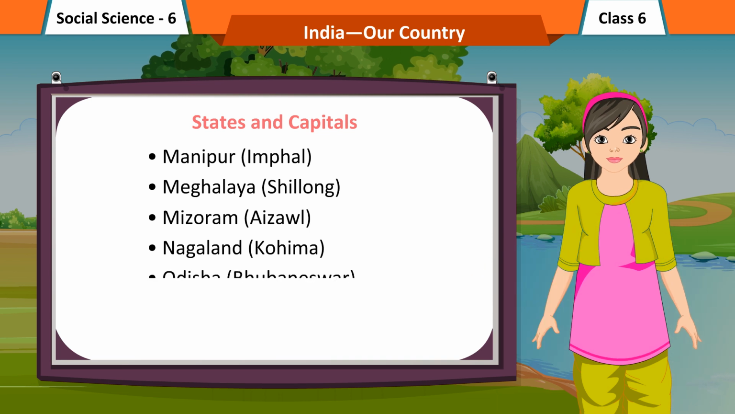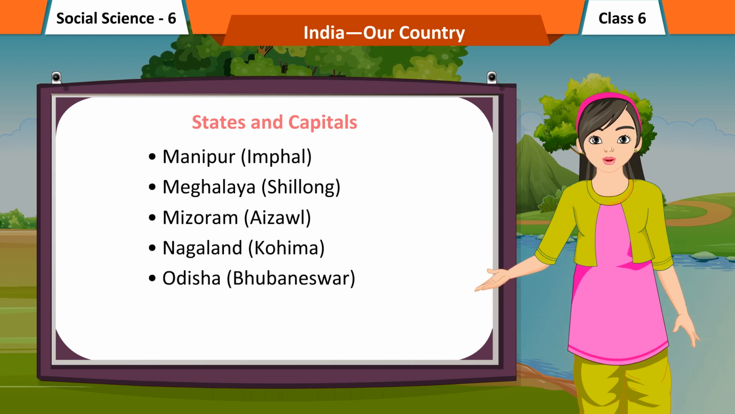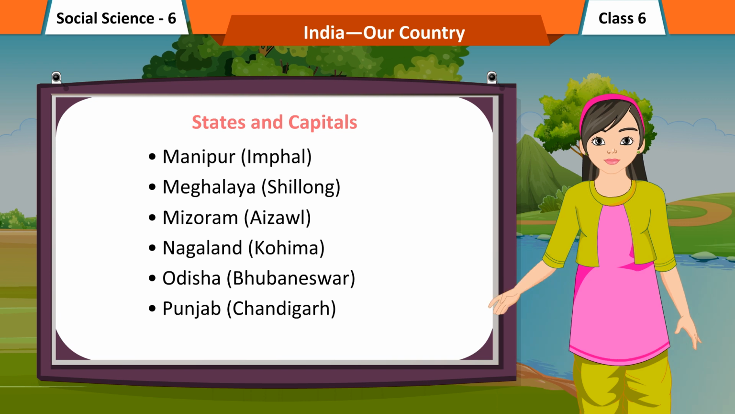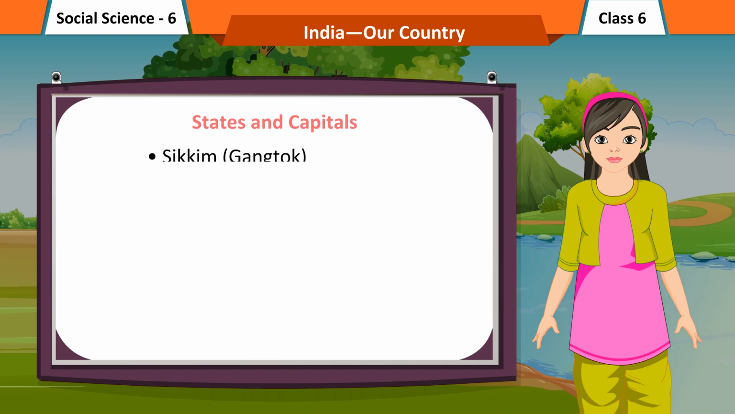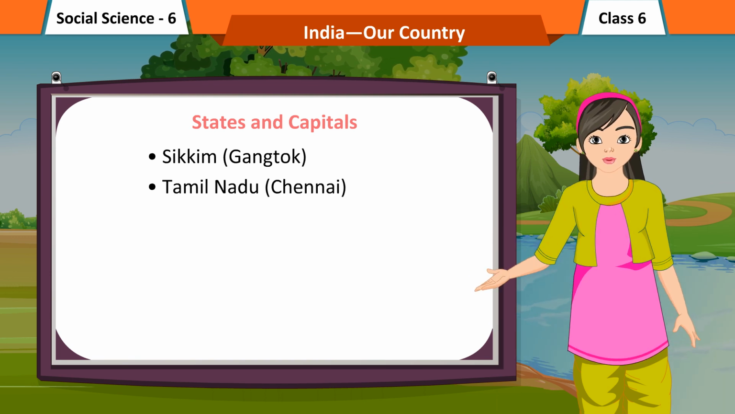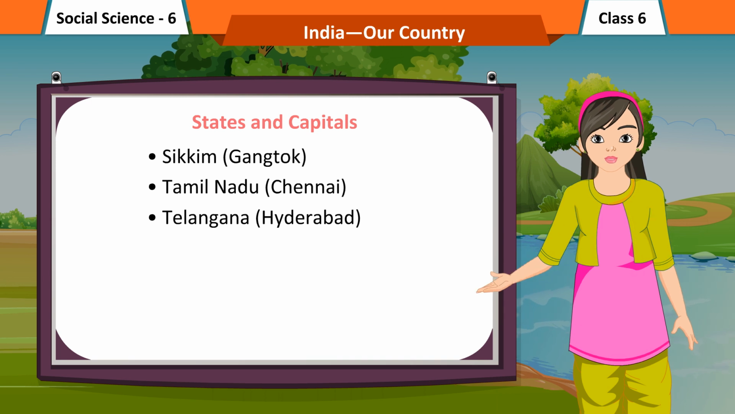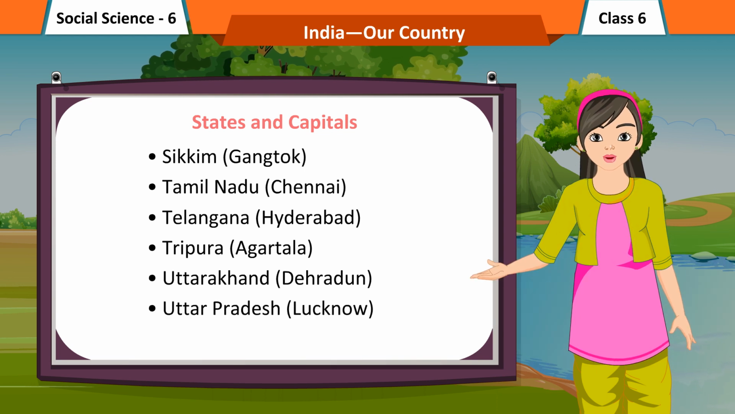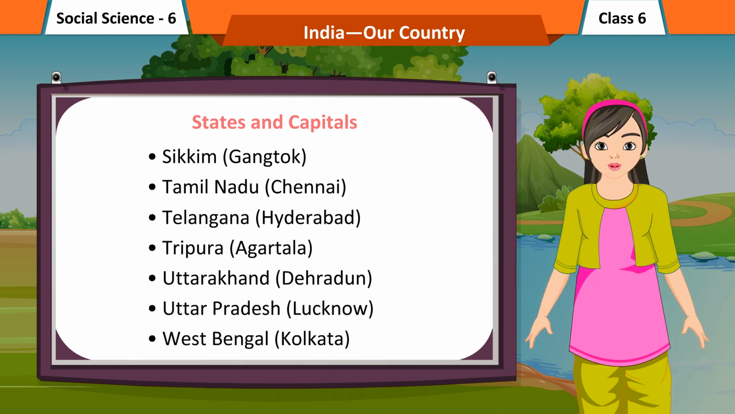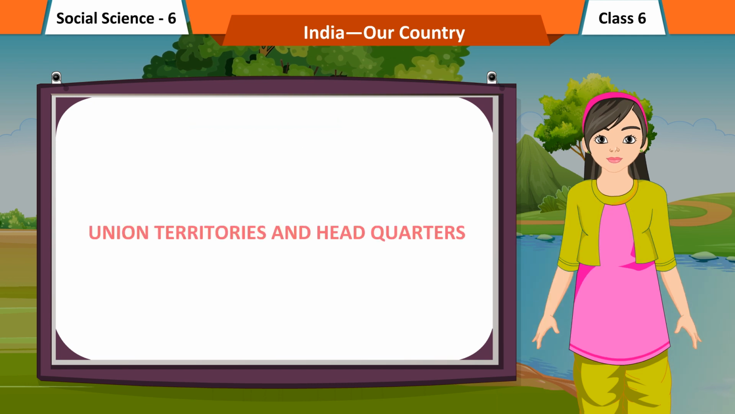Nagaland, Kohima. Odisha, Bhubaneswar. Punjab, Chandigarh. Rajasthan, Jaipur. Sikkim, Gangtok. Tamil Nadu, Chennai. Telangana, Hyderabad. Tripura, Agartala. Uttarakhand, Dehradun. Uttar Pradesh, Lucknow. West Bengal, Kolkata.